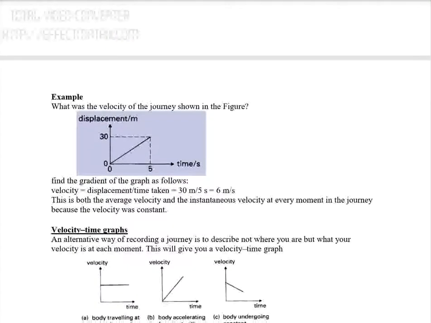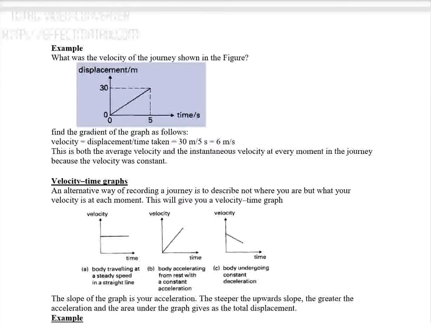We have one example here. What was the velocity of the journey shown in the graph? The velocity: we will take the gradient. Therefore, at this point we have 5 and 30, and at this point we have another point, 0, 0. Therefore, V is equal to S2 minus S1 over T2 minus T1. This one is the final and this one is the initial.